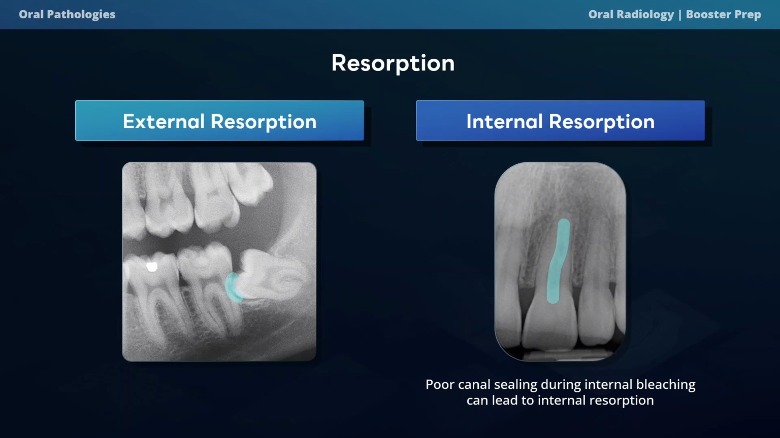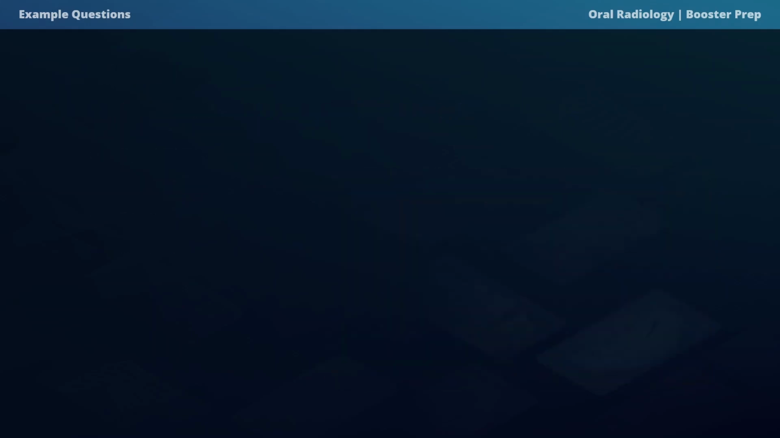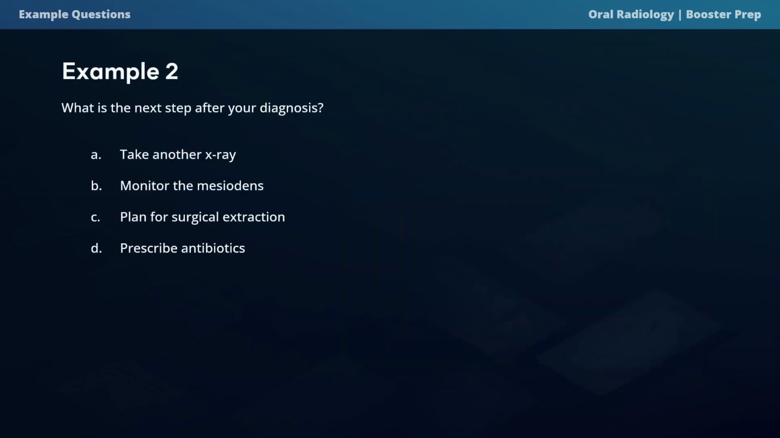Our first sample question asks, which of the following dental anomalies is visible in the radiograph? Alright guys, take a second to pause the video and to answer the question. Okay, let's take a look. The correct answer here is D, and here we can see a supernumerary tooth between the maxillary incisors, which is characteristic of a Mesiodens.